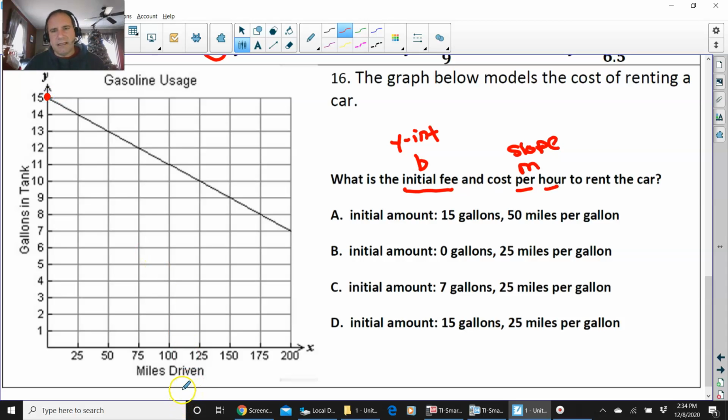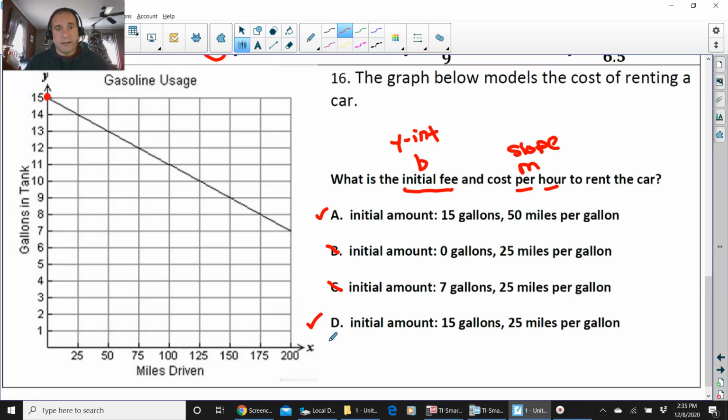15 gallons in the tank. Initial amount, 15 gallons. Could be this one. Initial amount, 0. Wrong. Initial amount, 7. Wrong. Initial amount, 15. Could be this one. You canceled out 2 out of the 4.